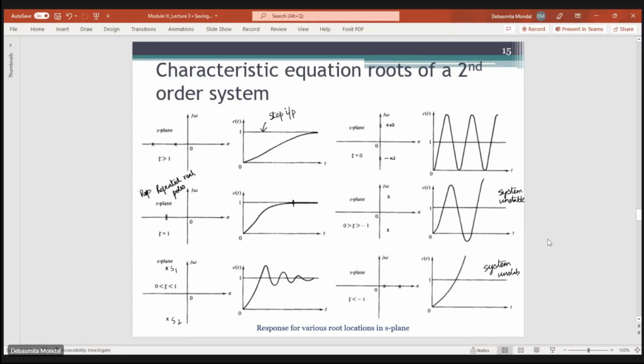So from this type of responses, you can see that if the poles of the second order system, or any kind of system, lie on the right half of the S-plane, that signifies that the system is unstable. If the poles lie on the left hand side of the S-plane, then the system will be stable, and the system is marginally stable if the poles lie on the imaginary axis.